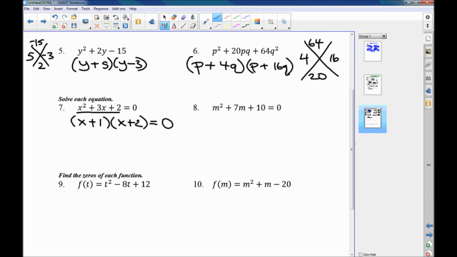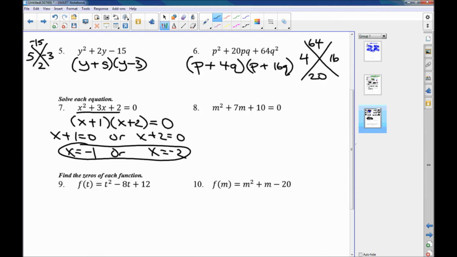Okay, and then now we have two numbers multiplied to make 0, so either our first number is going to be 0, or our second number is going to be 0. And then we solve for them. So x could be negative 1, or x could be negative 2. Okay, all right, and number 8, same thing.